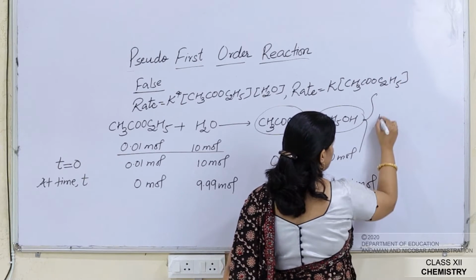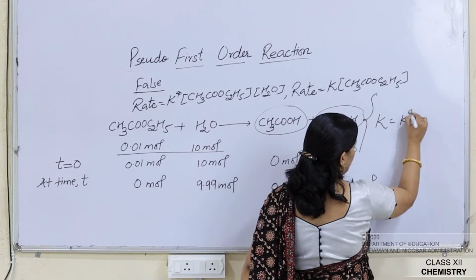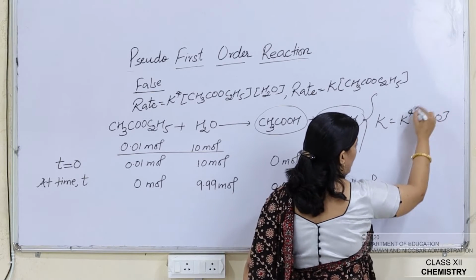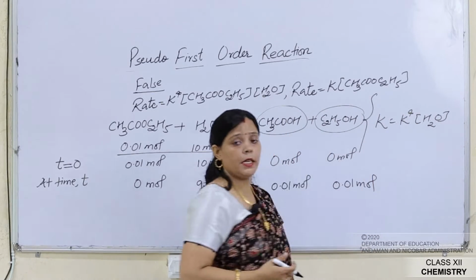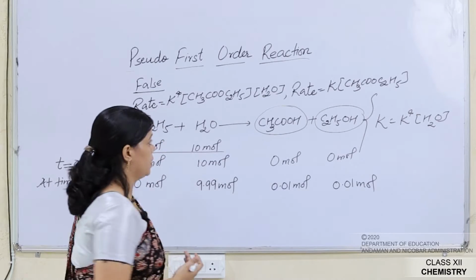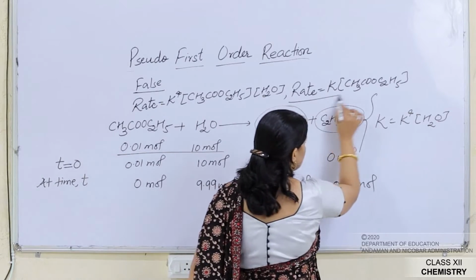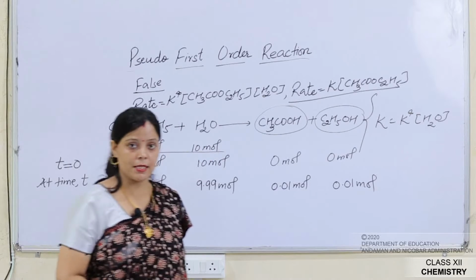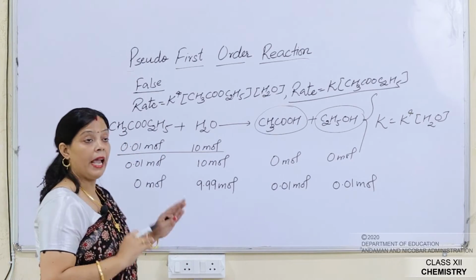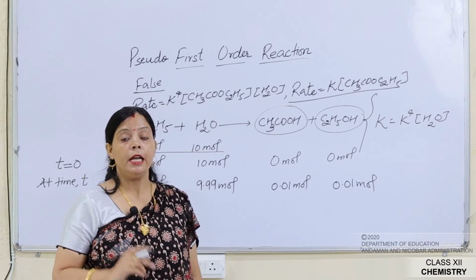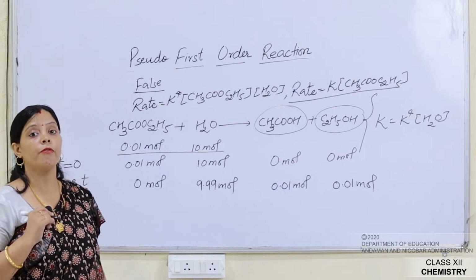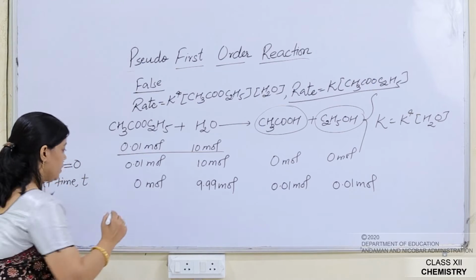In this, K is equal to K star times H2O, because this K star is also a constant term, and this H2O we take the concentration of H2O as a constant because it does not change too much during the course of the reaction. So it means in this reaction, the reaction which appears as a second order reaction, the reaction which appears as a bimolecular reaction but behaves as a first order reaction, that particular reaction is named the pseudo first order reaction.